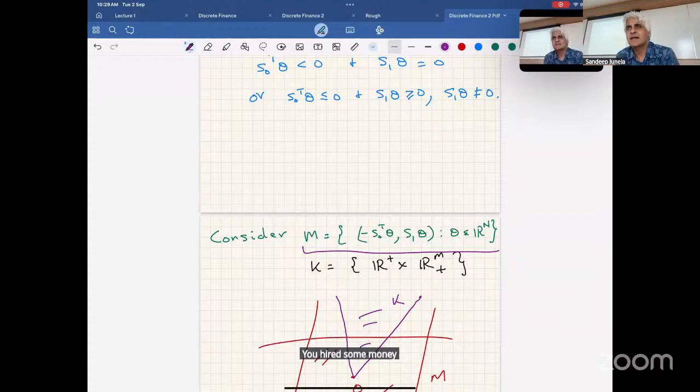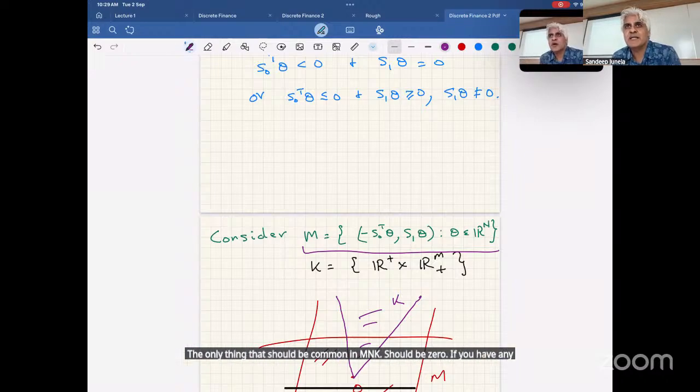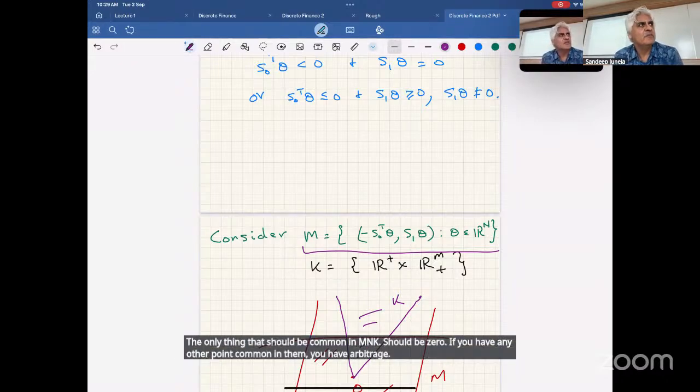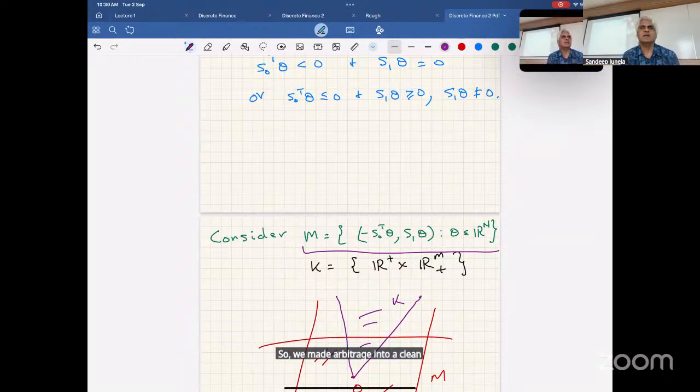And what is R M plus? This is in M scenarios. S1 theta takes values in M scenarios. So you can't have negative cost and positive payoff. The only thing that should be common in M and K should be 0. If you have any other point common in them, you have arbitrage. So we made arbitrage into a clean mathematical statement. Is this clear to everybody?